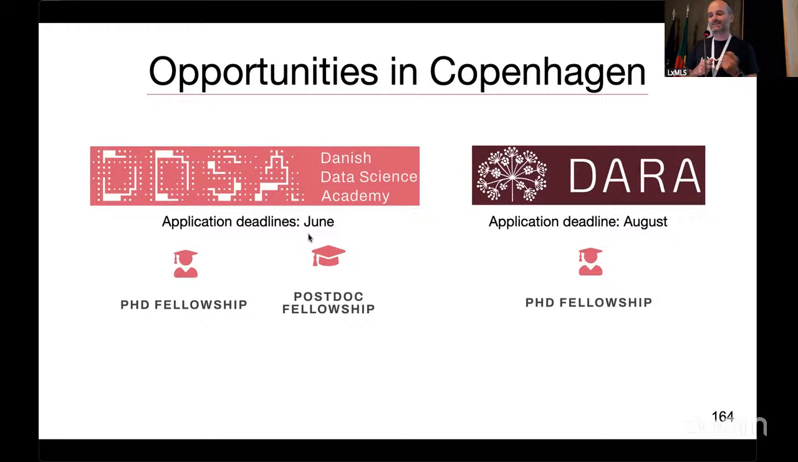The Danish Data Science Academy has application deadlines in June for PhD fellowships and postdoc fellowships. And the Danish Advanced Research Academy has application in August for PhD fellowships. Both of these types of scholarships are fully covered. It will cover your cost of living, your tuition, your accommodation, everything. You don't need to bring anything except for a great application. And you don't even need to apply to work with me. If there's somebody you want to work with in Denmark, you can use these types of application mechanisms to reach your goals. If you want to ask questions about this, come and talk to me.